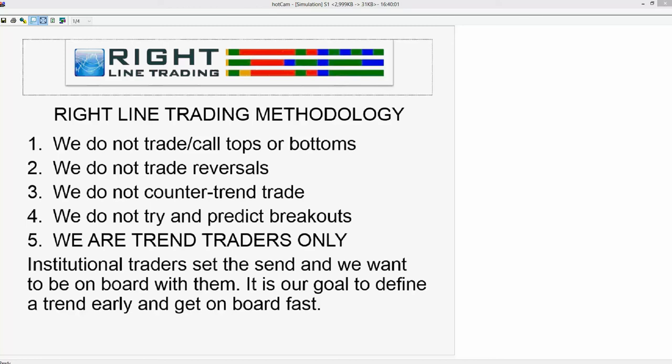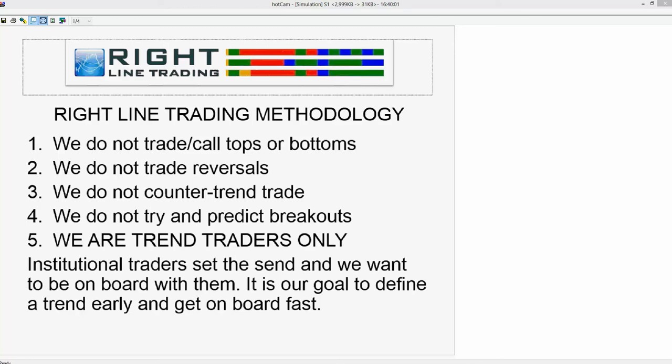I've seen numerous software systems supposedly geared to get you into a breakout but keep you out of false breakouts. I have never seen that happen, and I've never seen it done with any kind of success that's going to make you a profitable trader. Therefore, there's only one thing left, and that is to trade with the trend and to get on board with the trend early and safely.